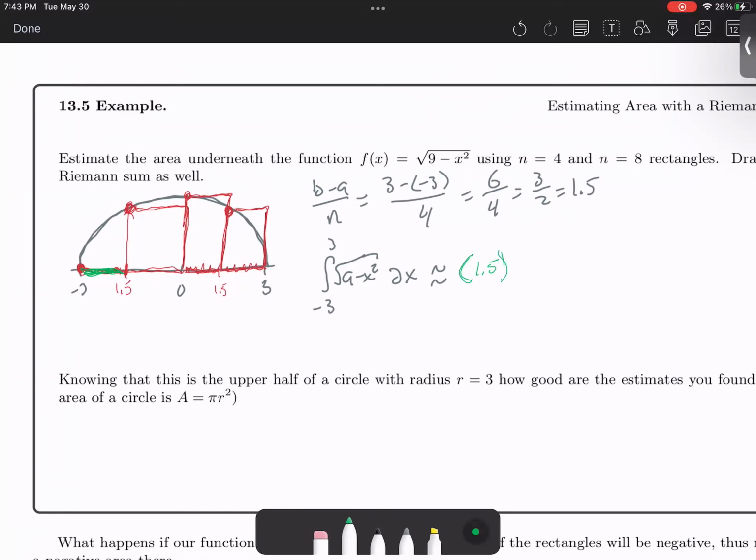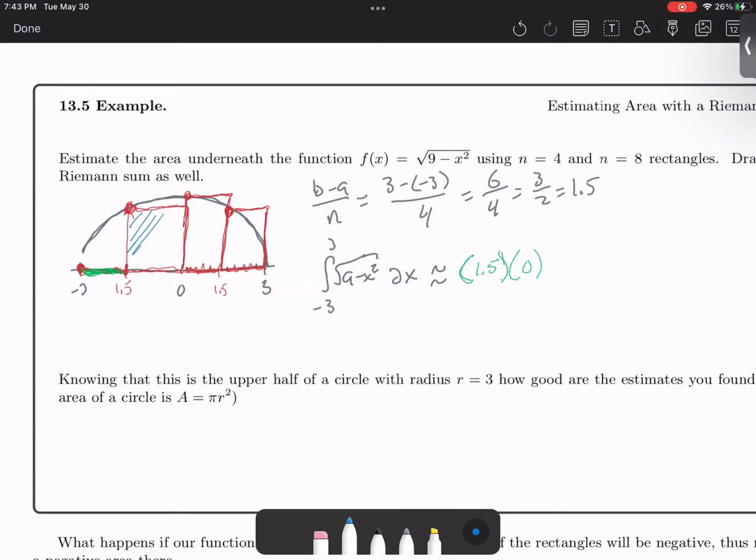My first rectangle has a base of 1.5. It has a height of 0. Right, the function value at minus 3 is 0. If you plug in minus 3 into this function, minus 3 squared gives you 9. 9 minus 9 is 0. Square root of 0 is 0. All right, let's change colors now.